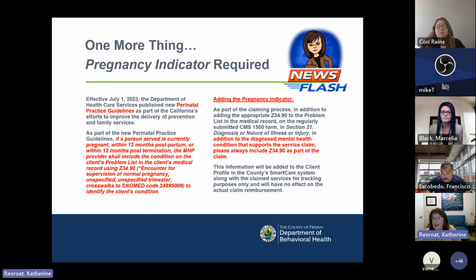This information will be added to the client profile in the county SmartCare system, along with the claimed services for tracking purposes only, and will have no effect on the actual claim reimbursement. It is meant for tracking purposes only. And so we do appreciate your cooperation with the pregnancy indicator.